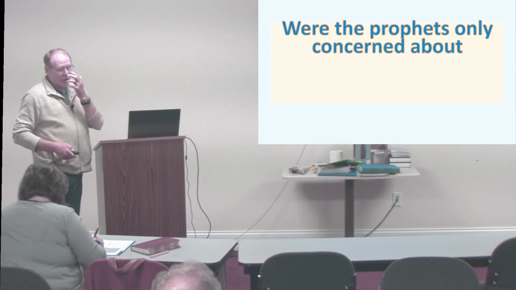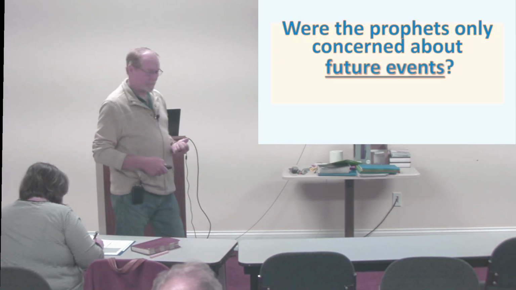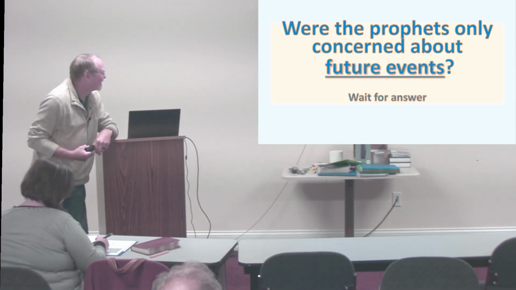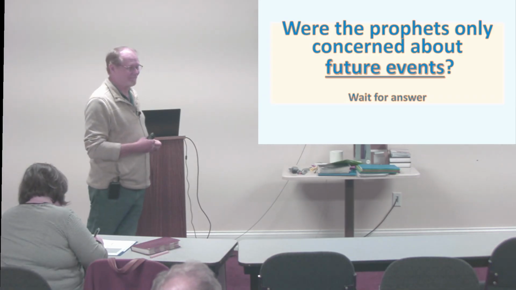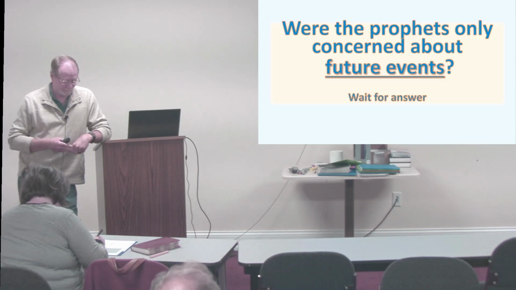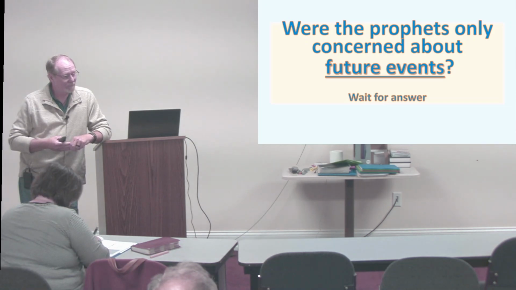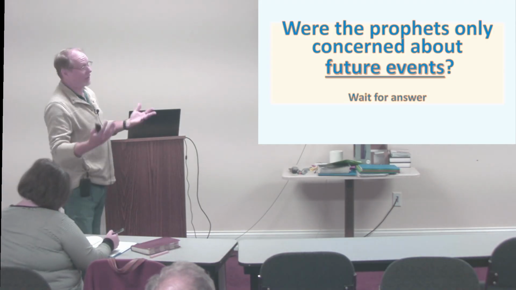So were the prophets only concerned about the future? No. They were not. I'll wait for an answer. What else were they concerned about besides the future? Concerned about the immediate, the present reality of God's people and their sin, or God's people and their sorrow, but immediate reactions of God's people to his message. So were they more concerned maybe about the present?